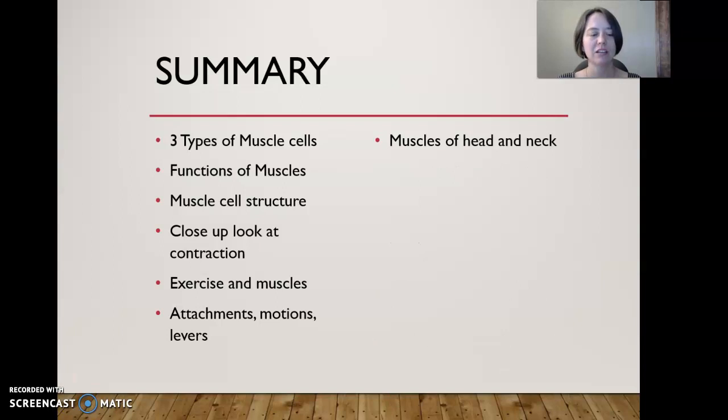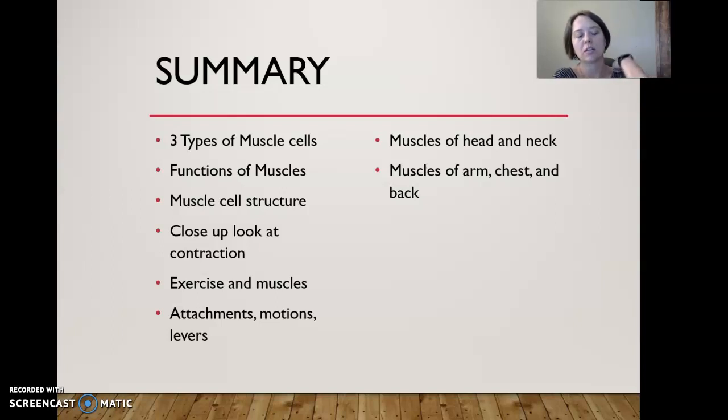So let's go back a little bit. You've got your temporalis, masseter, zygomaticus major, and your sternocleidomastoideus. You've got your muscles of the arm, chest, and back. So you have your trapezius, you have your latissimus dorsi, you have your deltoid, you have your pectoralis major, you have your biceps brachii, you have your triceps brachii, you have your brachioradialis, you have your flexor carpi ulnaris. Then you have your chest and abdominal muscles. So you have your intercostals, your interior and exterior intercostals. You have your diaphragm. You have your abdominal muscles, the rectus abdominis, your external obliques, your internal obliques, your transversus abdominis, and that pelvic floor muscle group.